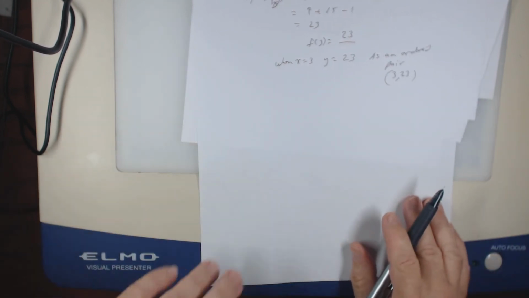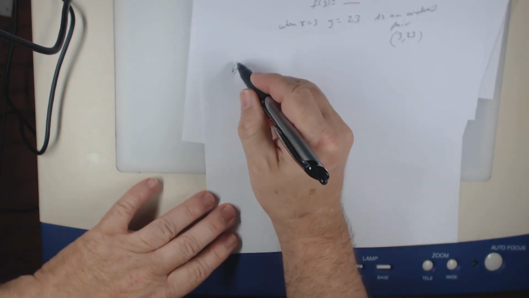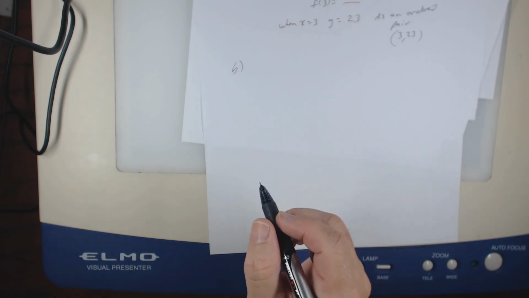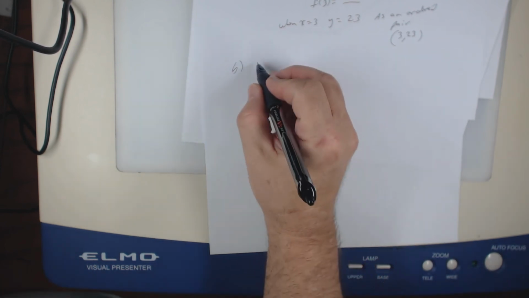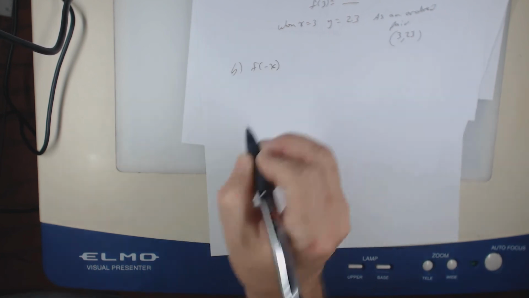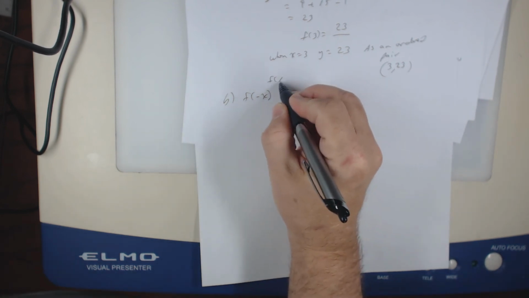very good. On MyMathLab, they're going to ask something like this. What does that represent as an ordered pair? So as an ordered pair, it represents 3, comma what? 23. Okay, B part. Let's look at B. Suppose in B you want to find, now listen carefully to this, f of negative x. F of negative x. All right, so I'm going to go ahead and write the function again over right here.